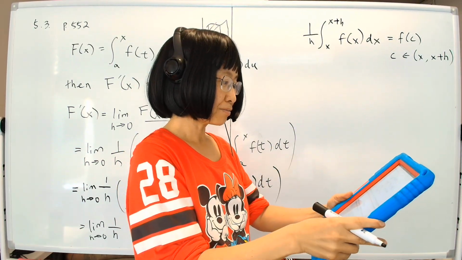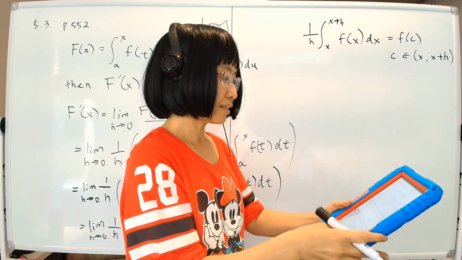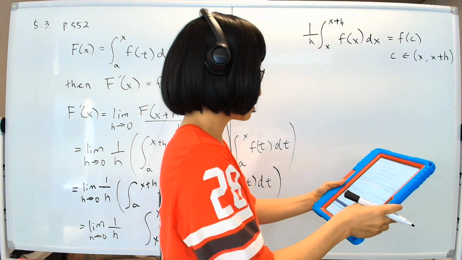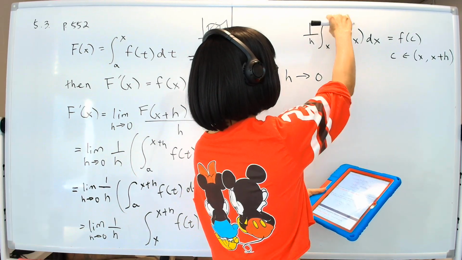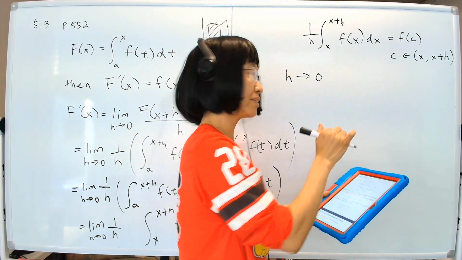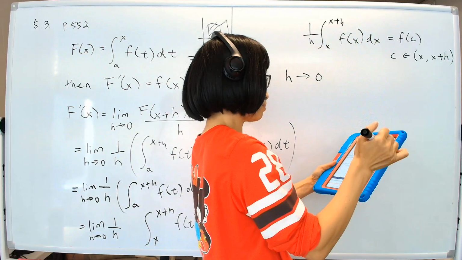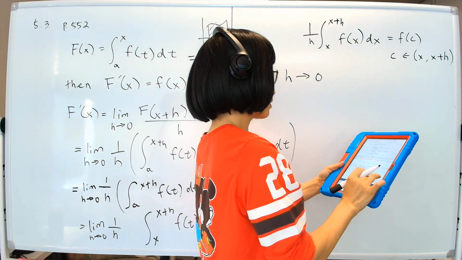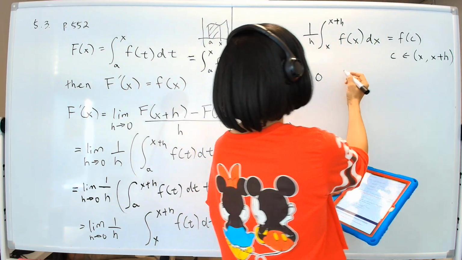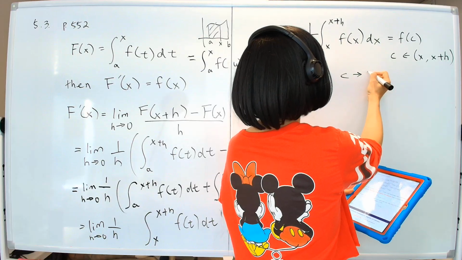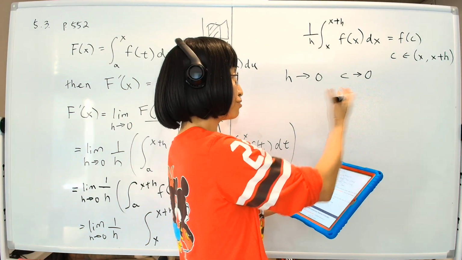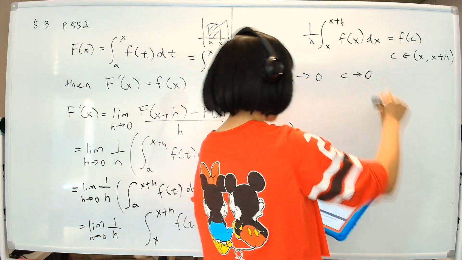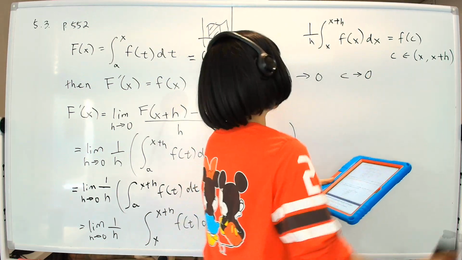And then next, what we're going to say is that as h approaches 0, h is getting closer to 0, which means x plus h will approach x, which means c is going to approach x, okay? Because c is in between them, so as h disappears, c is forced into x. C will approach x.